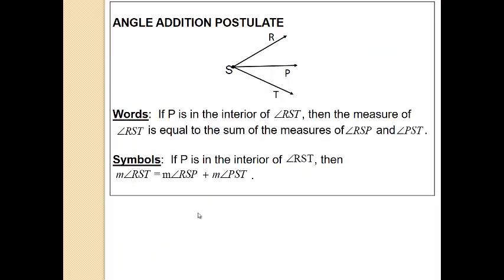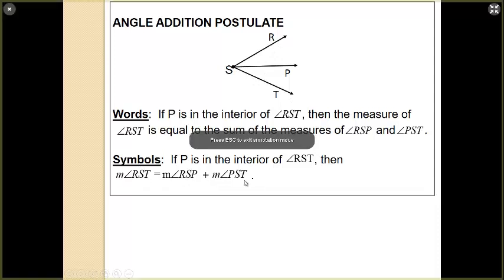So we had something that was called the segment addition postulate. We now have something that's called the angle addition postulate. So if you know that P is some point that's on the interior of the angle, what you can basically say is that the 2 smaller angles, RSP and PST, will add together to give you the entire measure of RST. So that's what this is basically saying.